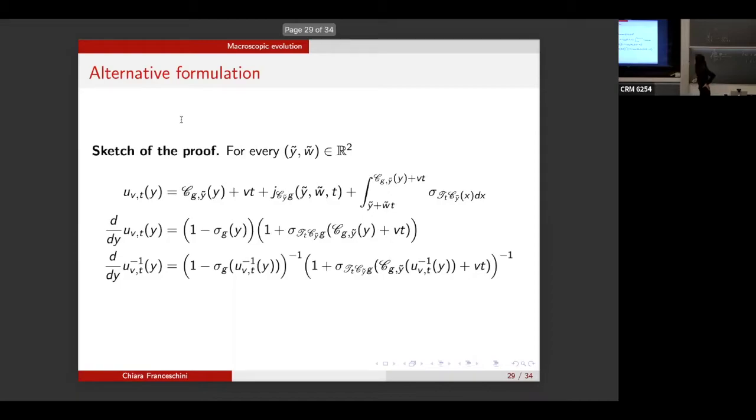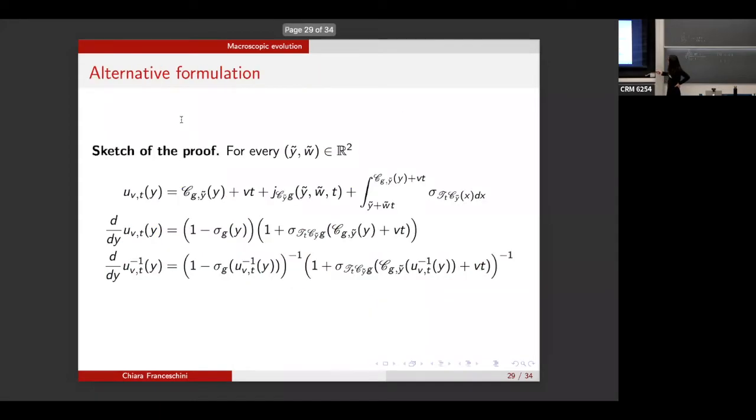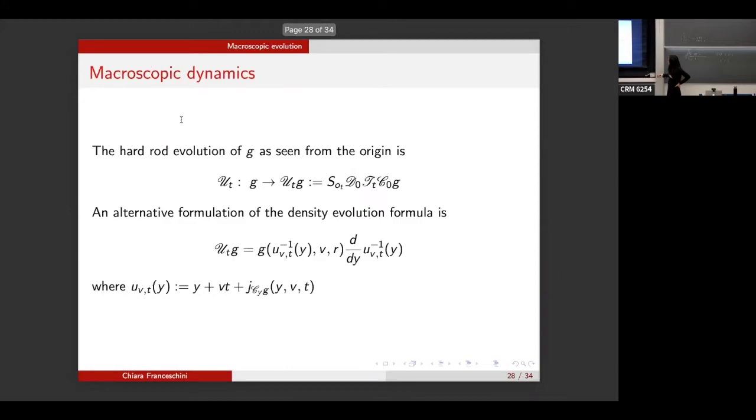So, okay, maybe it's easier if you just believe me. It's a bunch of computation. And this is what you have. Similarly for how you get to the hydrodynamic equation: you use the alternative formulation of the GT, the one given with the initial function G. So you take this one.